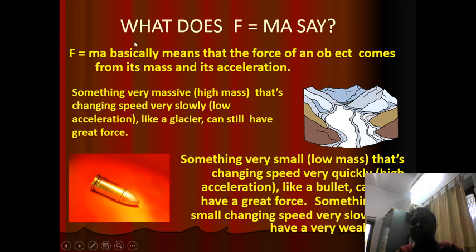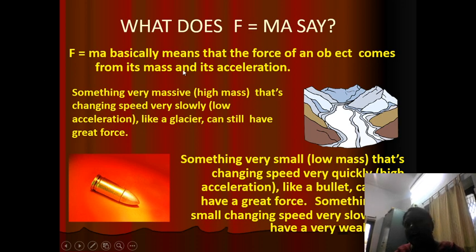Next, what does F = ma say? F = ma basically means that the force of an object comes from its mass and its acceleration. As it is a product of mass and acceleration, the force can be derived from mass and acceleration.